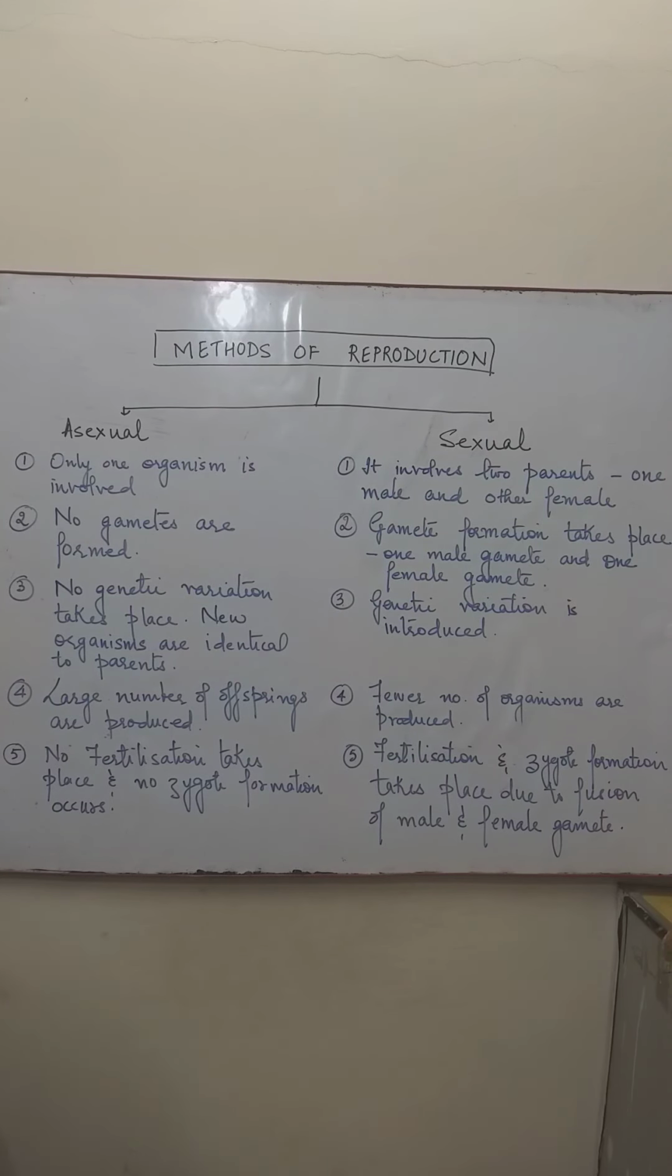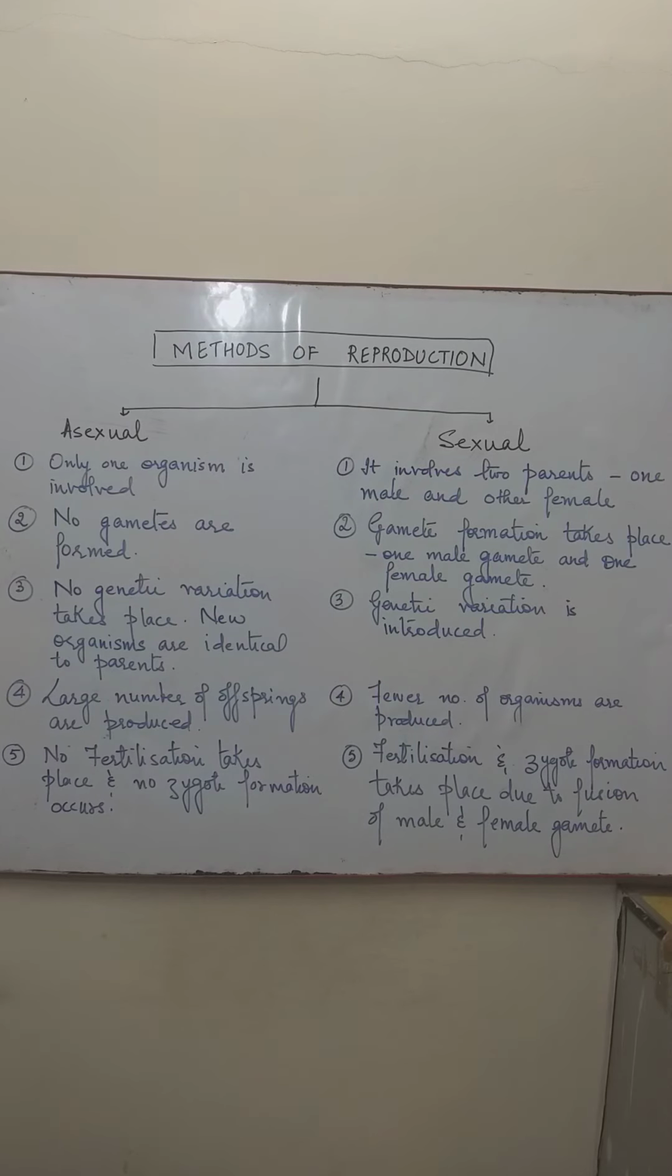Reproduction is an important phenomenon. Now, reproduction is where the organism produces its own kind or own type. So, when we study the various methods adopted for reproduction by organisms, we have broadly classified them into two types, asexual and sexual reproduction.